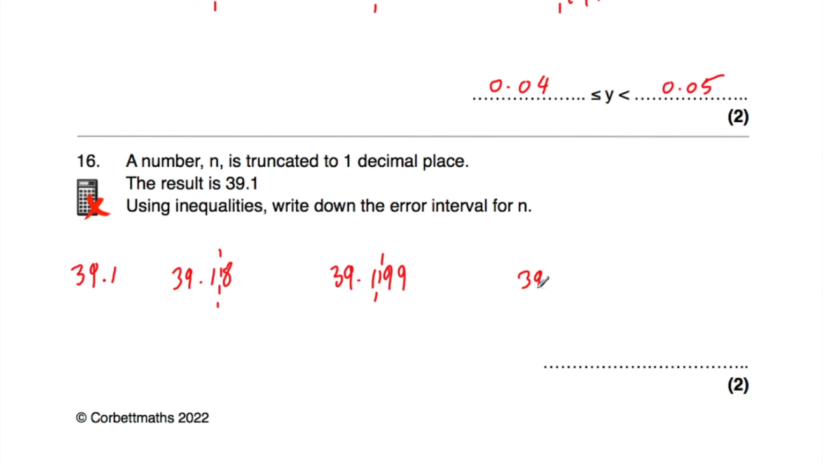And the upper boundary would be 39.2, because all the numbers up to 39.2 would have a 1 in that tenths column. So that'd be the upper boundary. So let's write down our error interval. The n, the number that's been truncated to one decimal place, could be bigger than or equal to 39.1, but it would be less than 39.2. And that's it. Okay, let's look at question number 17.